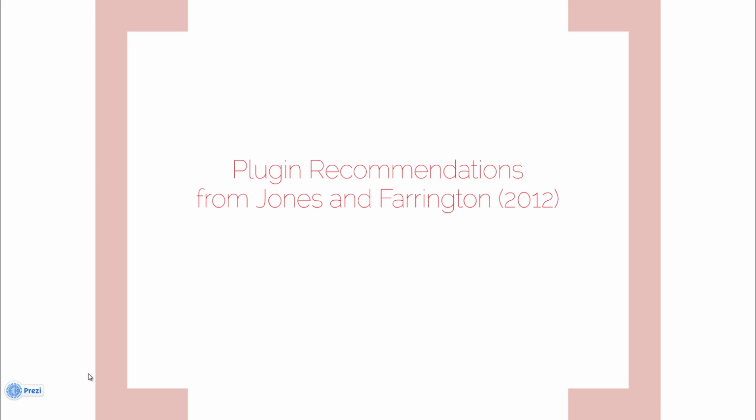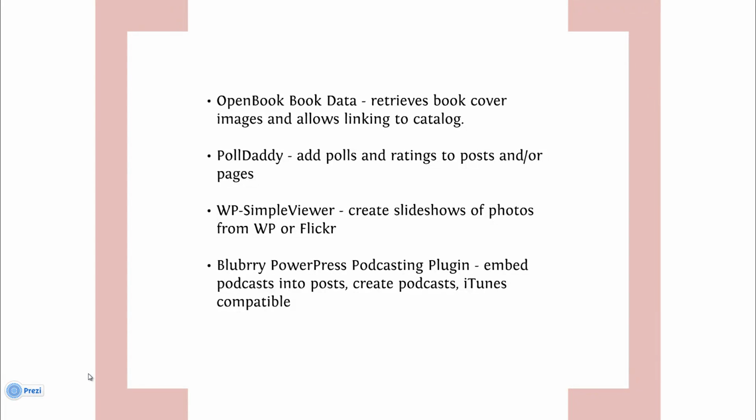But as far as technological growing pains, the last thing I'm going to leave you with is some plugin recommendations that make some more dynamic content a little bit easier to include. These are from an ALA publishing book by Jones and Farrington on libraries that use WordPress. They recommend OpenBook Book Data, which is a plugin that will retrieve book cover images and link to the catalog. Obviously, that's something you can do manually. The goal here would just be to make it easier.